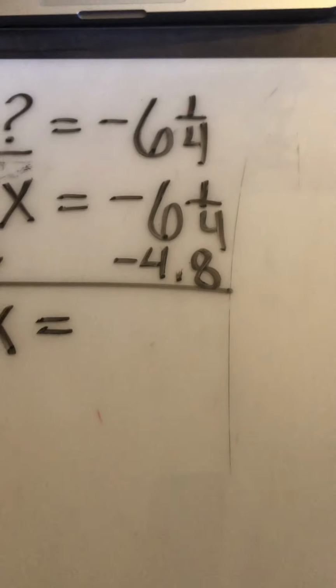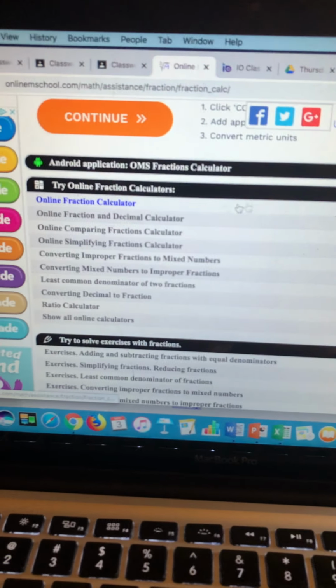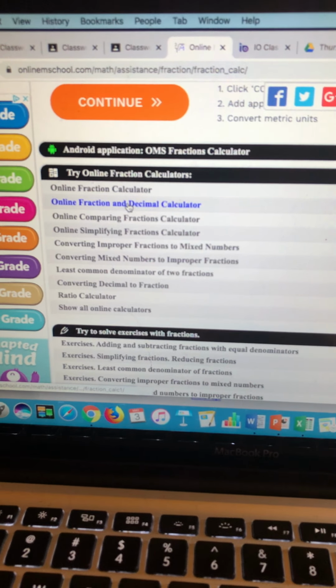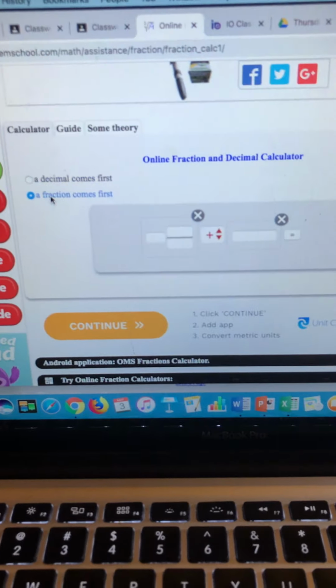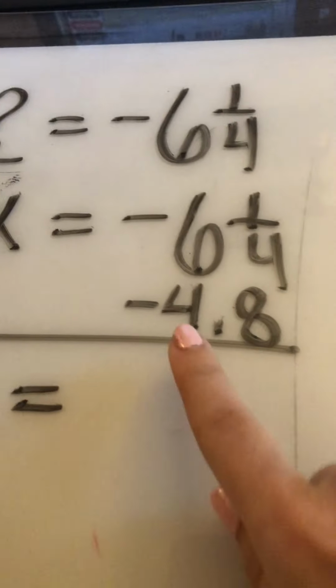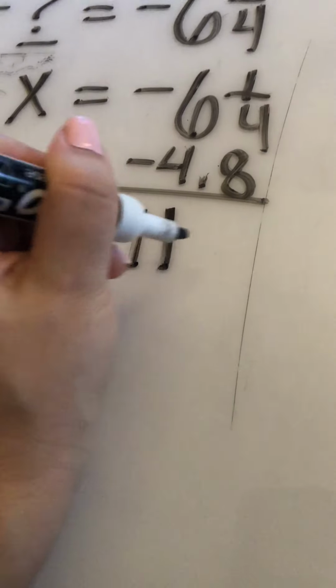Now this calculation I don't really feel like doing, so I go to the link. I notice that I'm still on fraction calculator, so I'm going to scroll down and go to fraction and decimal calculator. I click that, and now I'm able to put in a fraction minus a decimal. So I'm going to click the option that a fraction comes first, and then I put in my equation right here: -6 1/4 minus 4.8. Once you do that, you press equals, and you will get a fraction, and they will also give you the equivalent decimal form, which is what I'm going to write here.